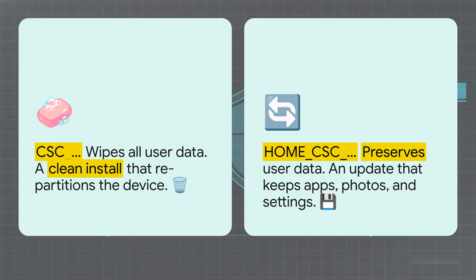When you download a firmware package, you'll often see 2 very similar CSC files. One starts with CSC and the other with home CSC. If you flash that regular CSC file, it will completely wipe your phone. All your photos, all your apps, everything, gone. It's a clean factory install. But the home CSC file is designed for updates and it preserves all your personal data. Mixing these two up is, without a doubt, the #1 cause of accidental data loss.